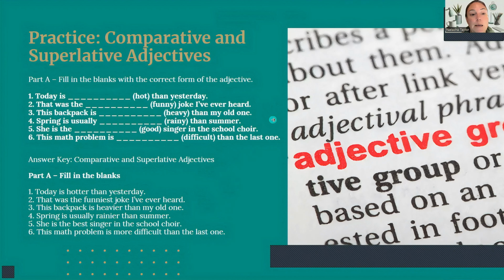And 4, spring is usually blank. Rainy, what form of rainy? Number 4, spring is usually rainier than summer.